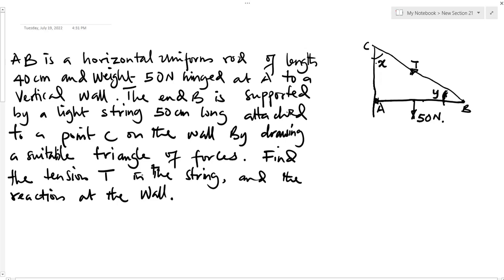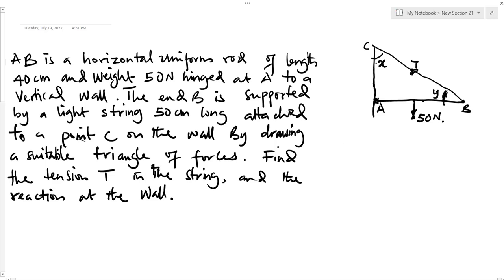ABC is a horizontal uniform rod of length 40 cm and weight 50 Newton, hinged at A to a vertical wall. The end B is supported by a light string 50 cm long attached to a point C on the wall. By drawing a suitable triangle of force, find the tension T in the string and the reaction at the wall.